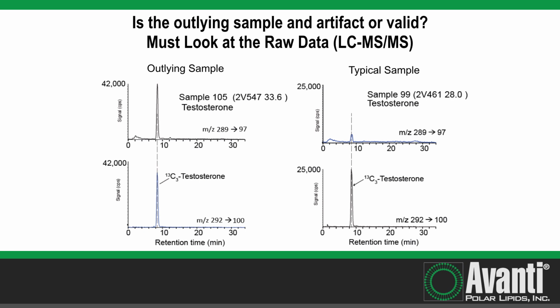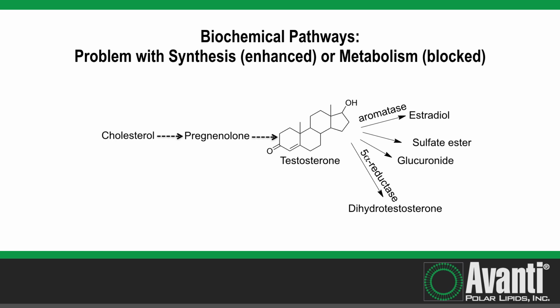What does that mean then, if there's so much testosterone in that sample? Well, this is the biochemistry of testosterone starting from cholesterol. Of course, it can start from acetate. But here's cholesterol going to pregnenolone to testosterone, and then it is metabolized to estradiol, the testosterone sulfate, or glucuronide, or dihydrotestosterone by 5-alpha reductase.